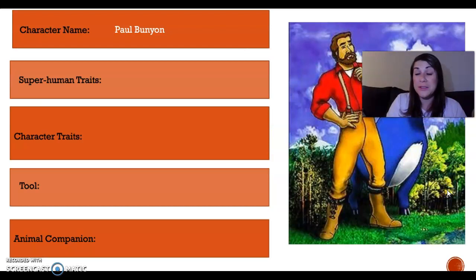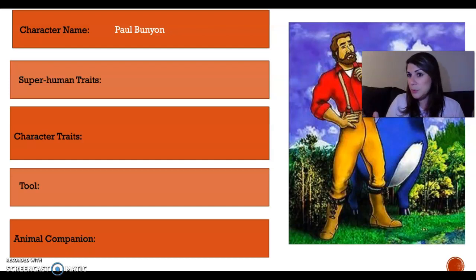Today, after I read the story Paul Bunyan to you, you are going to complete this chart. I've already filled in the character name because we're going to use the story of Paul Bunyan today. You are then going to come back and fill in what are his superhuman traits, what are his character traits. Now remember, the character traits are both internal and external.